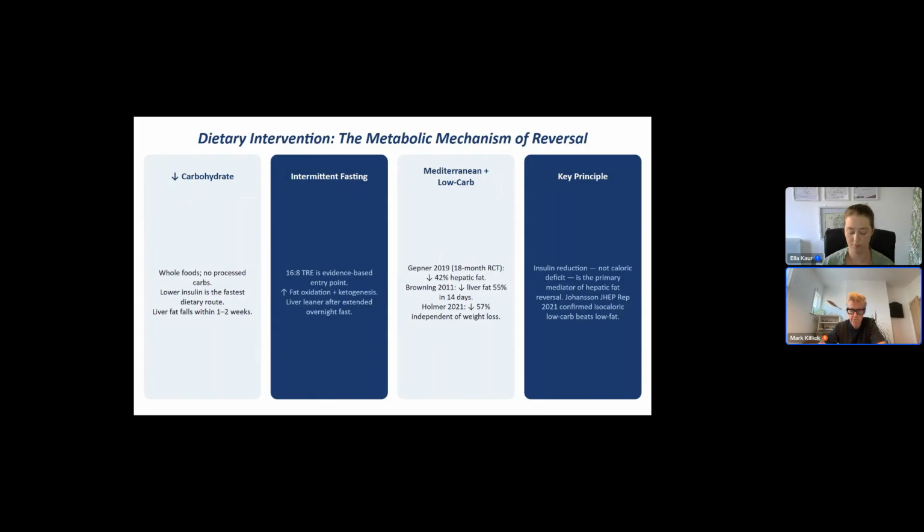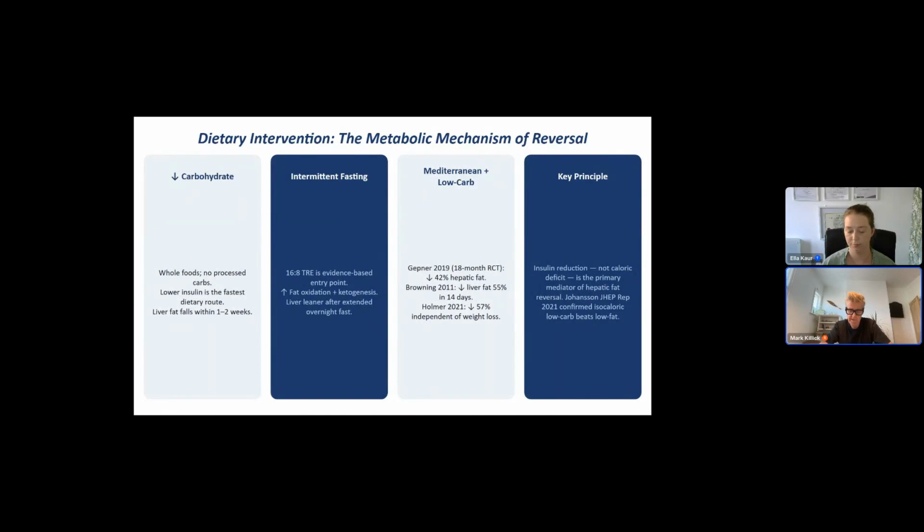Insulin lowering was the mediator, not calorie deficit. So they kept calories the same, they just lowered the carbohydrates. And this was a trial by Holmer in 2021, and 57% reduction on an isocaloric low carb diet. So isocaloric means it's the same calories. So just different macronutrients brought about this resolution.